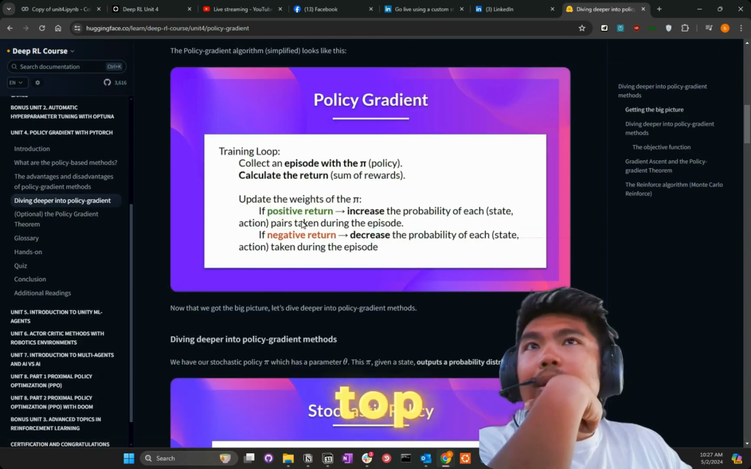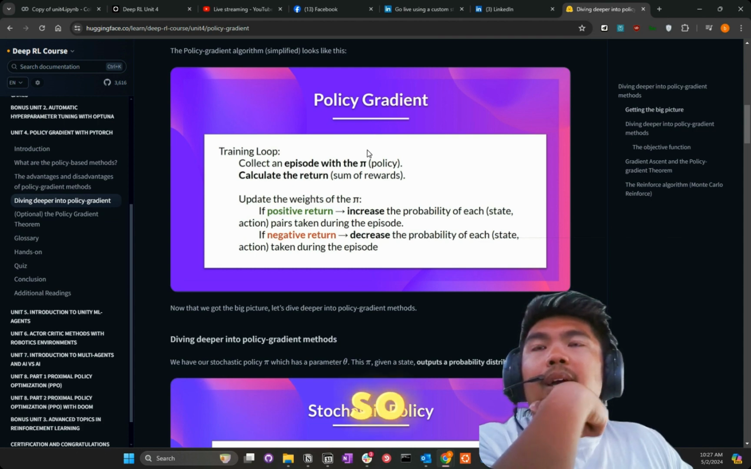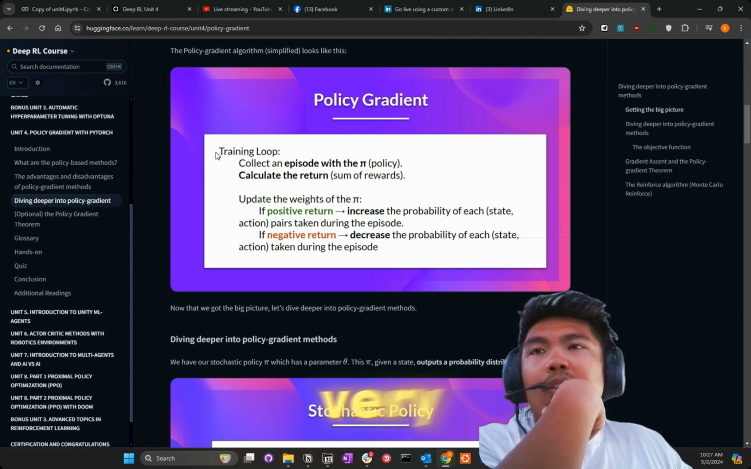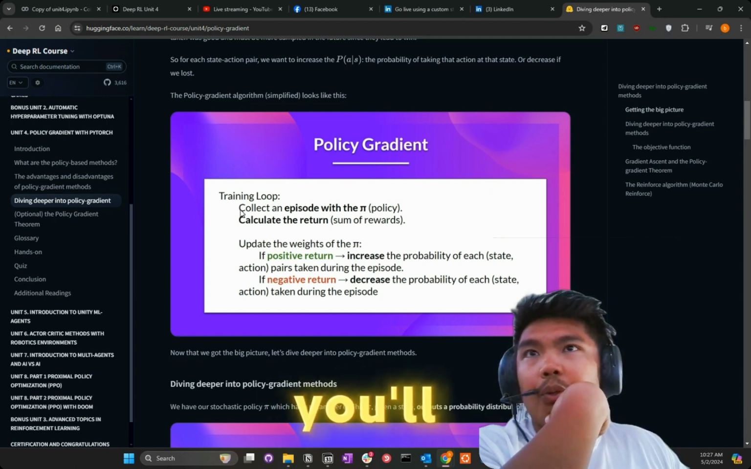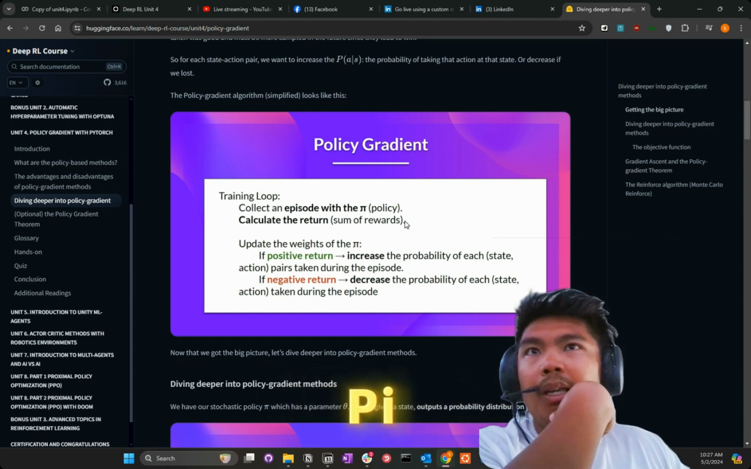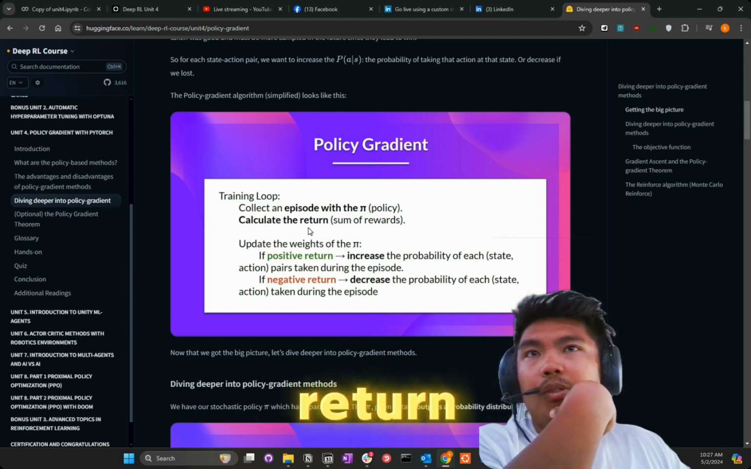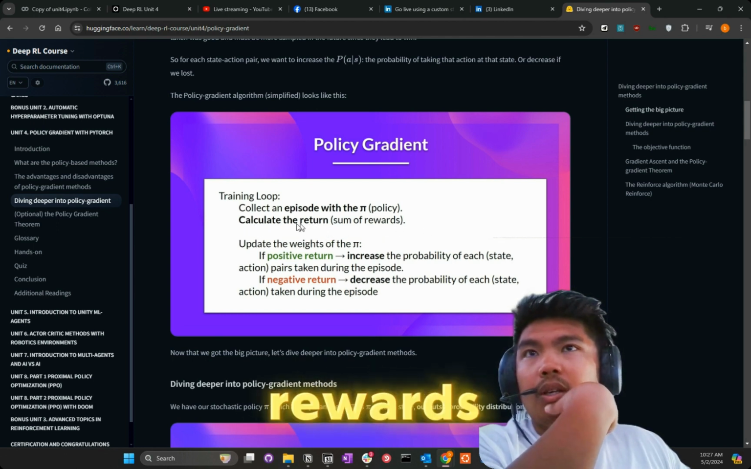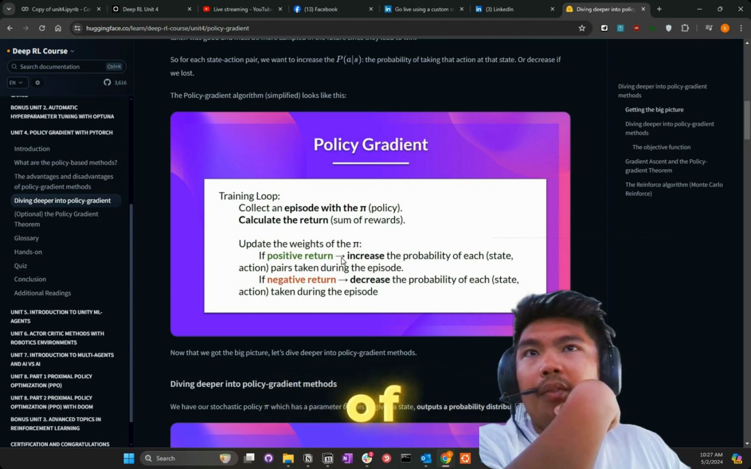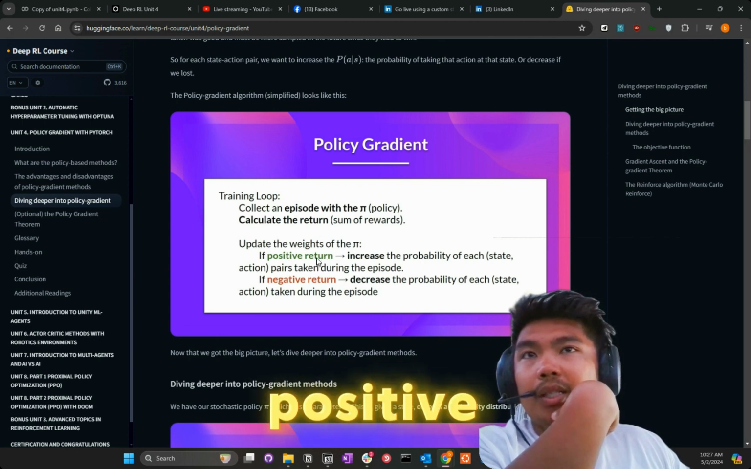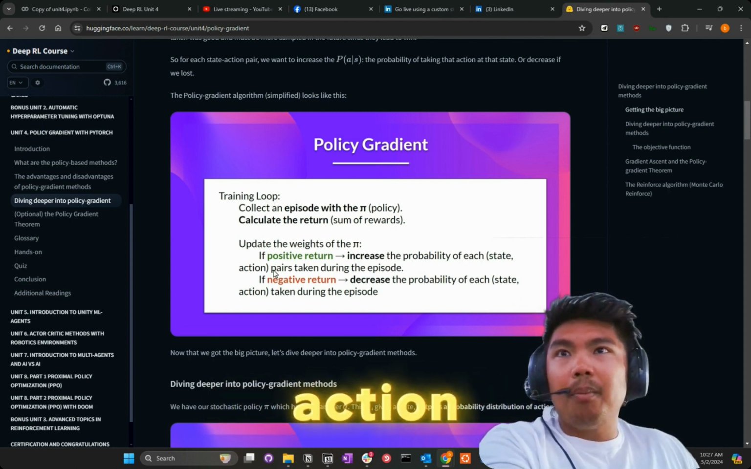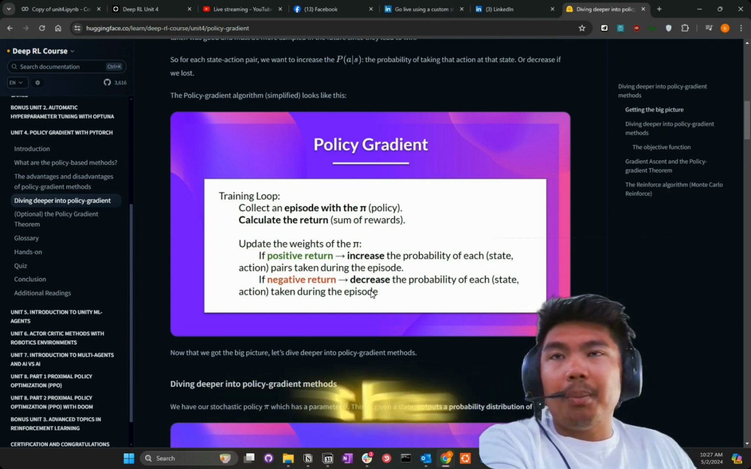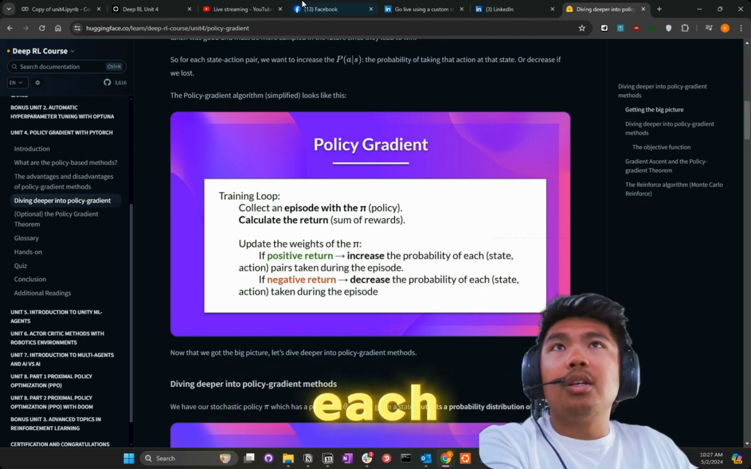Right here, it's at the top. So this is the pseudocode, very simply put. For each episode, you'll collect an episode with the policy pi, calculate the return, which is the sum of the rewards, and update the weights of the policy. If it's a positive return, we're going to increase the probability of each state-action pair taken during the episode. If negative return, we're going to decrease the probability of each.